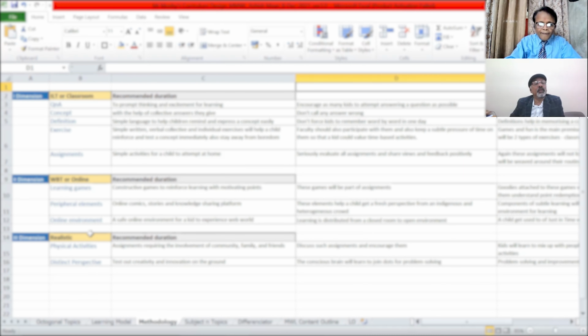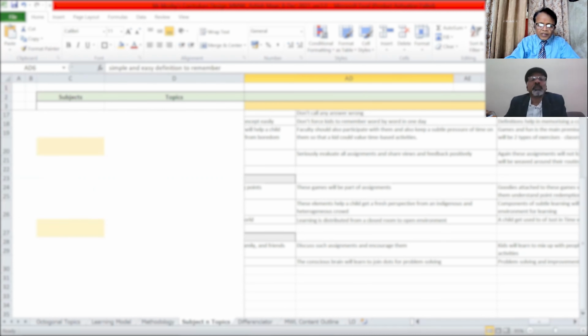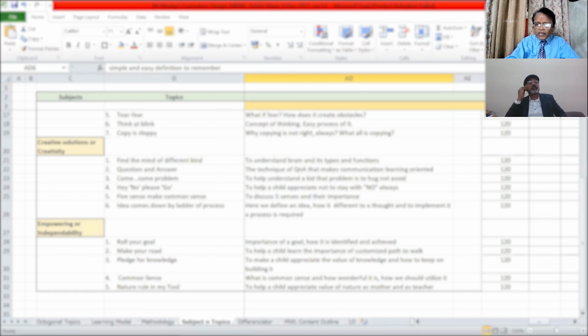Learning through games, peripheral elements, online environment, physical activity. This is to get a distinct perspective, test out creativity and innovation on the ground. So with all this, the conscious brain will learn to join dots for problem solving. So different kinds of games have been devised. Then comes subject and topic, which I have already covered.